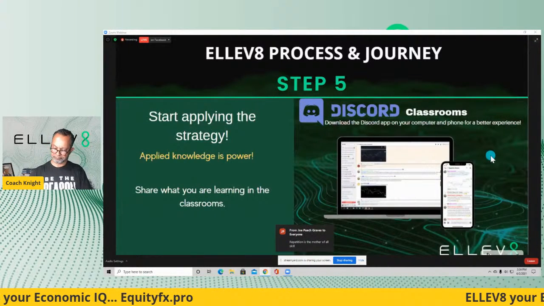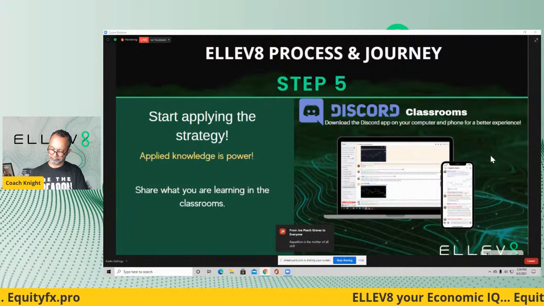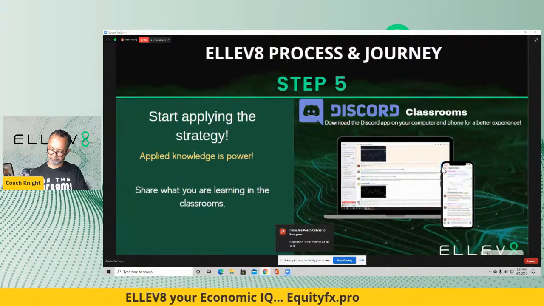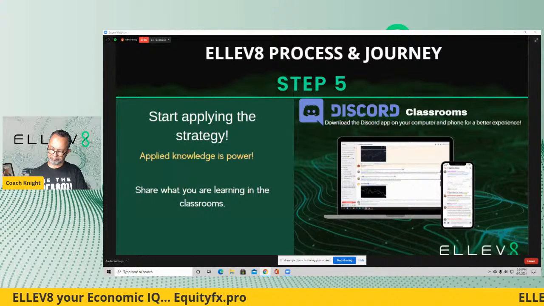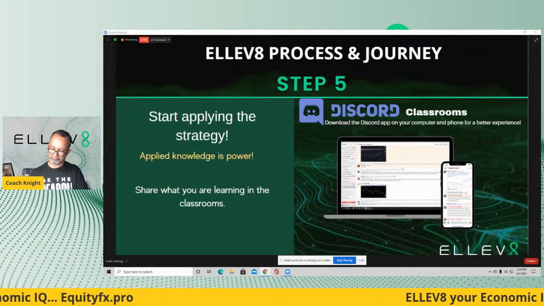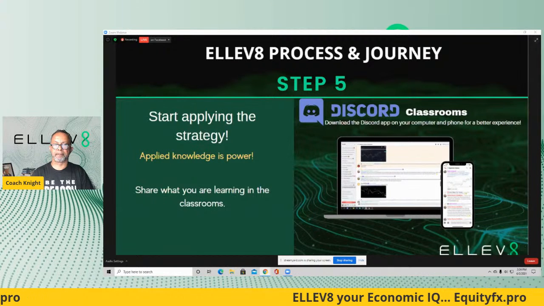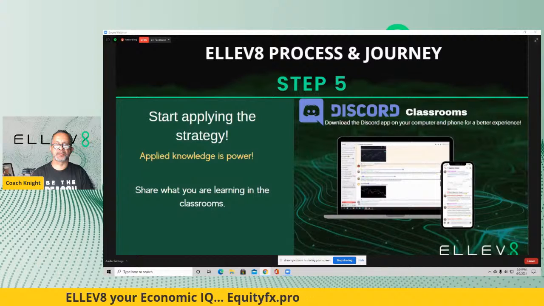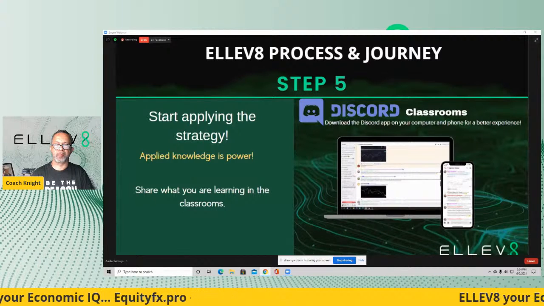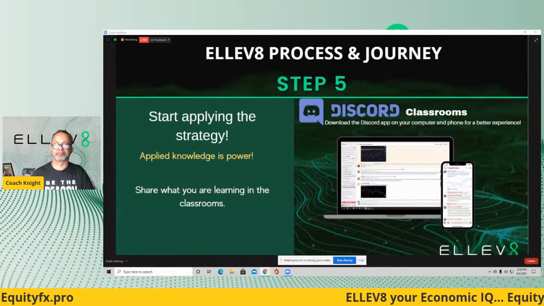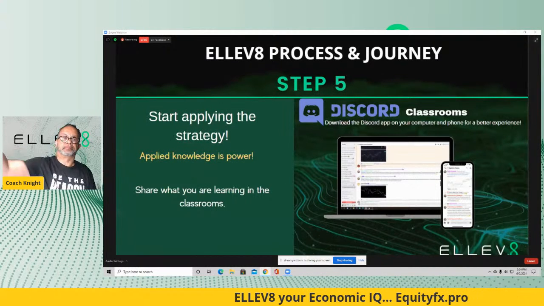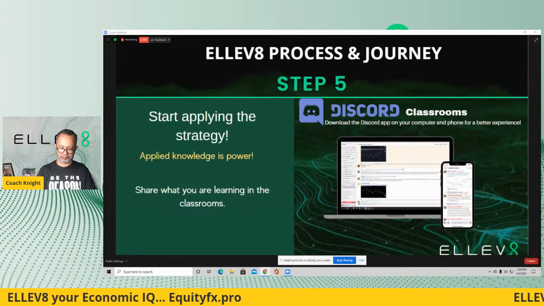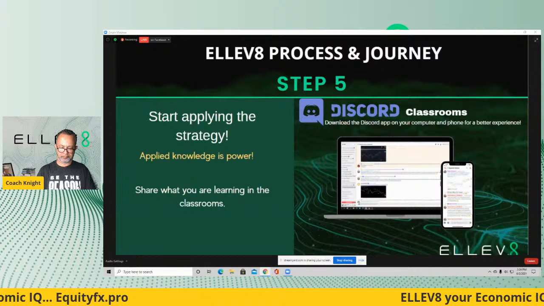Step 5, start applying the strategy. Applied knowledge is power. The very, very cool thing, that's why I love ELLEV8, not because I'm an educator, but because I haven't seen this anywhere else: we have set classrooms based on the strategy that you are learning, where you can ask questions, share your chart, and get feedback, not just from the educators and mentors, but from your community. You have the ability to make sure you're heading in the right direction.